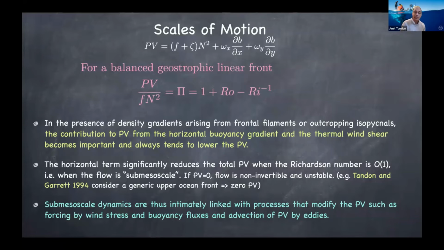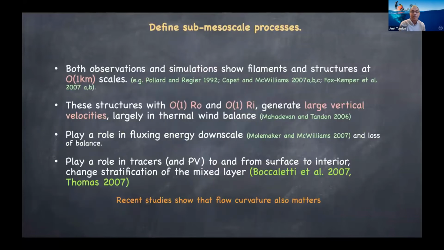So the horizontal term can reduce the PV, the anticyclonic term can reduce the PV. If PV is equal to 0, then the flow becomes non-invertible and it becomes unstable. And so sub-mesoscale dynamics in the ocean are intimately linked with processes that can modify the potential vorticity. The other things that can modify the potential vorticity are wind stress and buoyancy fluxes, because you can put in PV, you can take out PV at the surface, and you can advect PV by the eddies themselves. So let me keep defining what interesting dynamics happens at these scales.